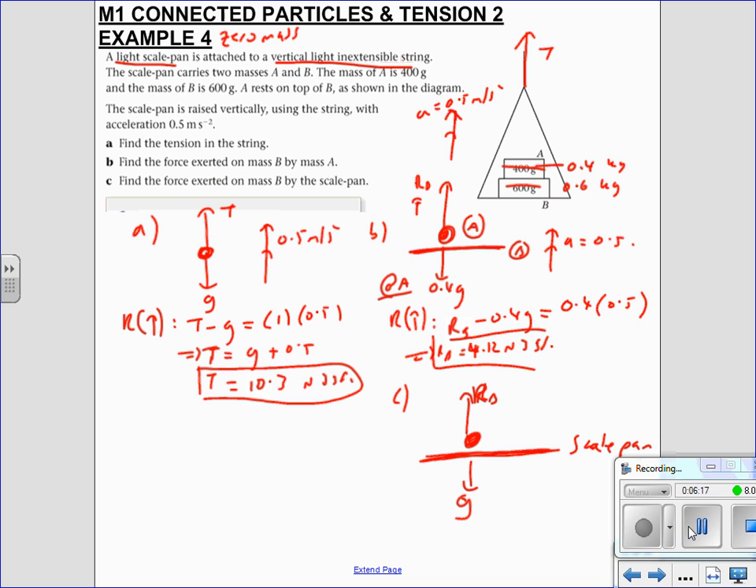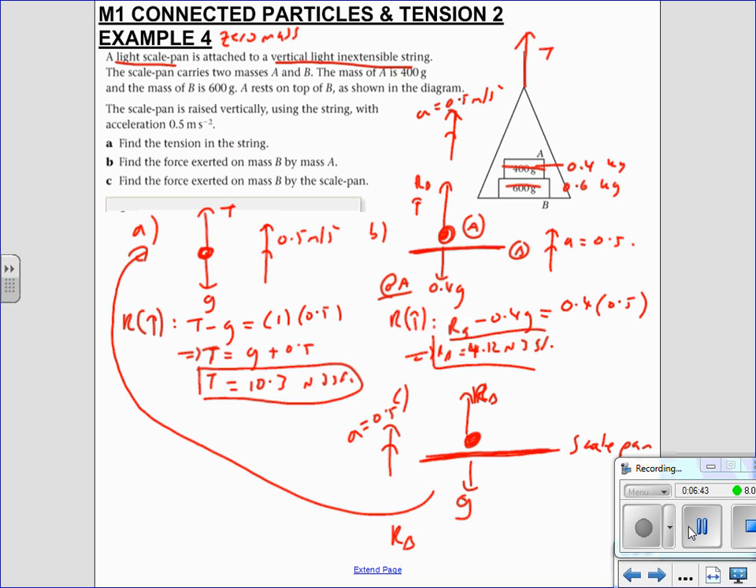And it's still accelerating up, isn't it, with 0.5. So can you see, actually, this is exactly the same as question A, isn't it? It's what forces are acting on the scale pan, what normal reaction is going to be in place. Well, it's going to be exactly the same as the tension. So I know straight away RB, just like before.